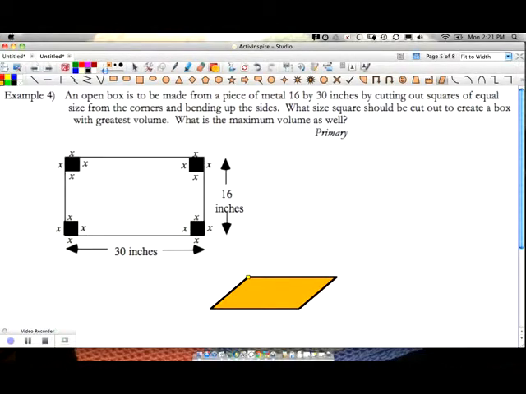So this is what's happening. I start out with a box on the ground. And then I'm going to make some cuts. So I'm going to cut here and here. And I cut that piece out. And what happens then is I'm going to fold those pieces up. There we go.